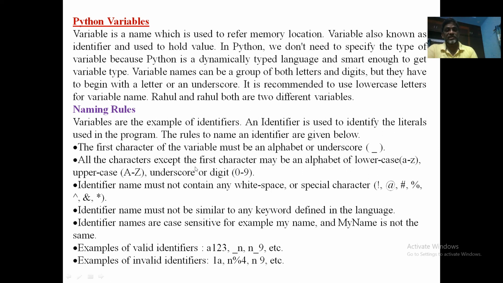And all the remaining characters except the first may be alphabets of lowercase or uppercase, underscore, or digits. These are possible. You cannot use any other symbol other than these. The name should not contain white spaces, that is, you should not use space in variable names. You cannot use special characters. The only special character allowed is underscore. Except this, no other special character is allowed in Python variable names.